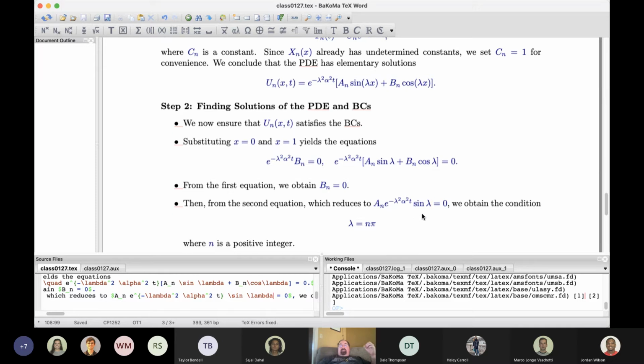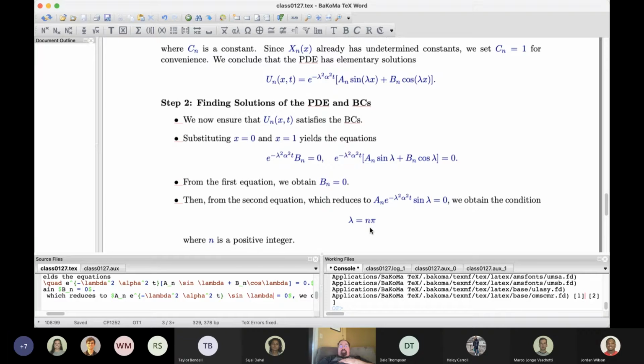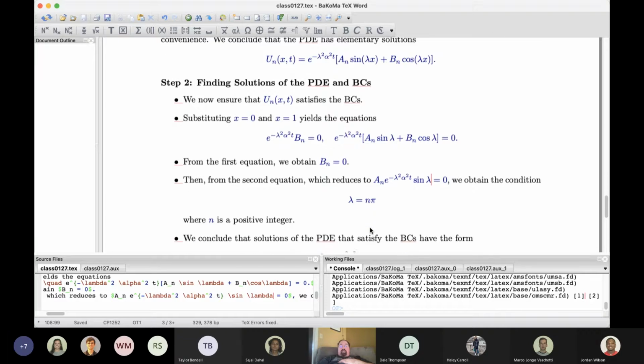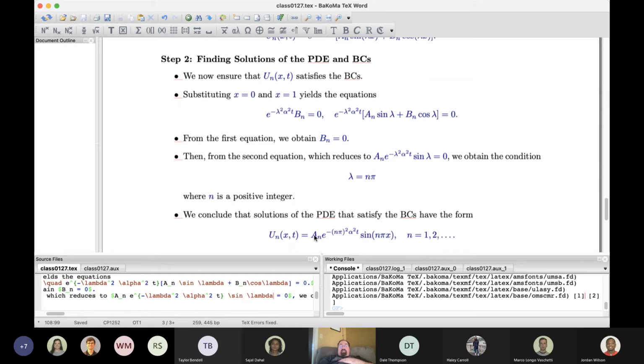Just like, when is cosine equal to 0? Well, that's when you have an odd integer multiple of pi over 2. So these are a couple of those good-to-know things that come up in many different situations. All right, so in this case, lambda must be an integer multiple of pi. So now we have a solution of this form.